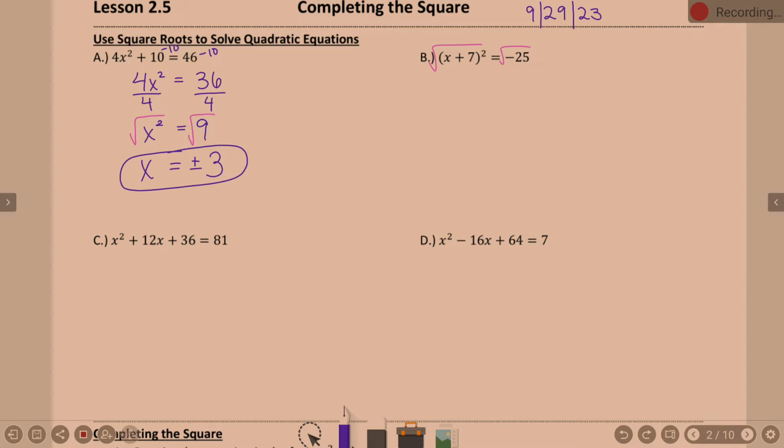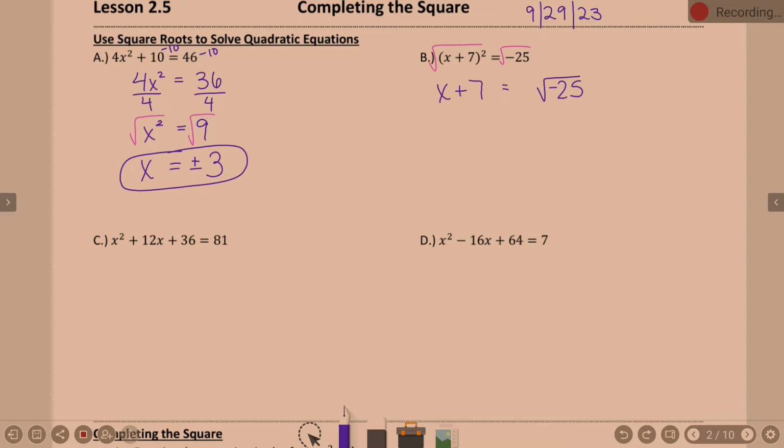Square root of x plus 7 quantity squared. What happens when you square root a perfect square? Take away the square. The square root and the square will undo each other, cancel each other out, and I'm left with x plus 7. So by taking the square root, we got rid of the square. On the right, we're going to have, and we'll simplify this in a moment, the square root of negative 25. What do I need to not forget? Your i. We'll talk about i in the next step.